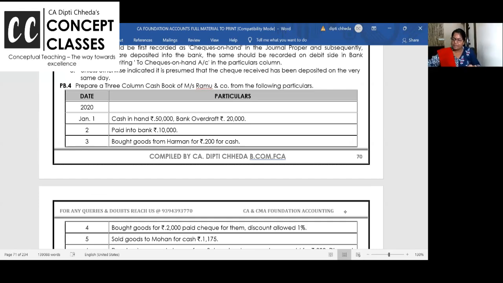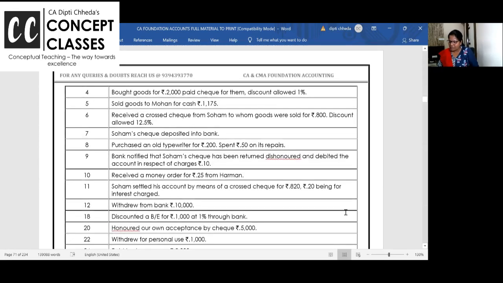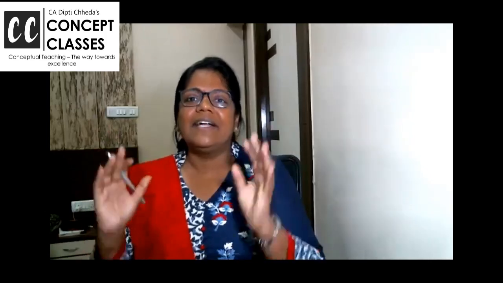Right. Cash balance will always be a debit balance. Bank can be debit or credit, anything. Okay? Chalo. It's a big problem, a little, I'm saying now. So draw a full page. Prepare a triple column cash book. So many transactions will not come in the exam. Just for the sake of practice, I have included all here. Cash in hand. Can we have an overdraft? Yes. Paid into bank, bought goods from Hanuman, and so on. Transactions are very easy. Let us make a full page triple column cash book for problem number 4.